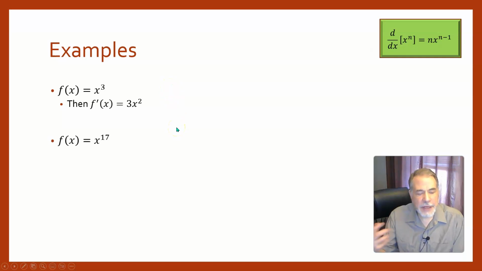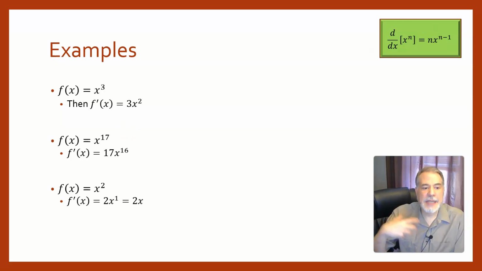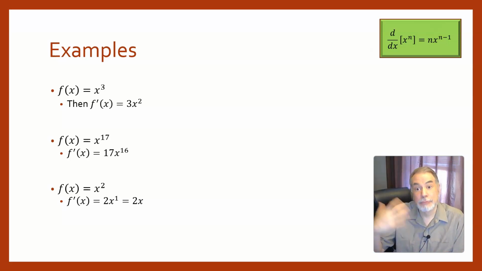What about if f of x is x to the 17th power? Can you see what the derivative of that ought to be? Well, yeah, it would be 17 times x to the 16th power. What about if f of x is x squared? Then the derivative would be 2 times x to the 1 power. And of course, x to the first power would just be plain old x itself. So it would make more sense to just write that as 2x.